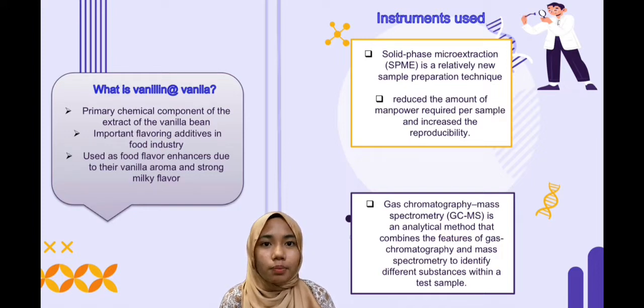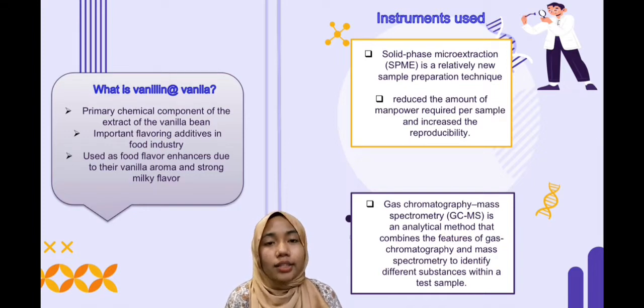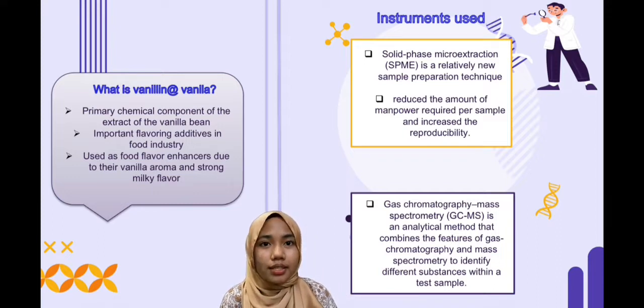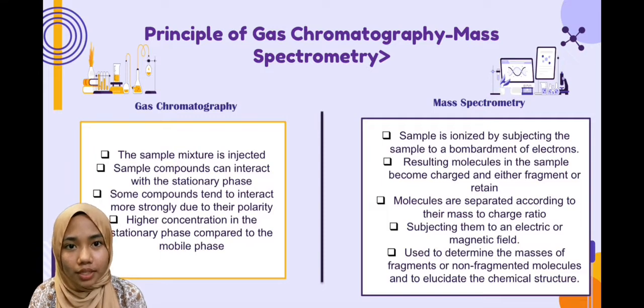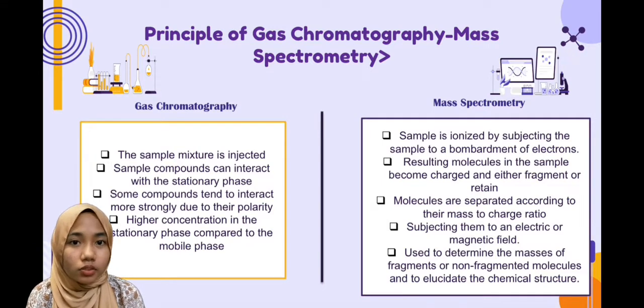and increase the reproducibility. While gas chromatography mass spectrometry (GCMS) is an analytical method that combines the features of gas chromatography and mass spectrometry to identify different substances within a test sample. So let's take a look at the principle of gas chromatography mass spectrometry part by part.